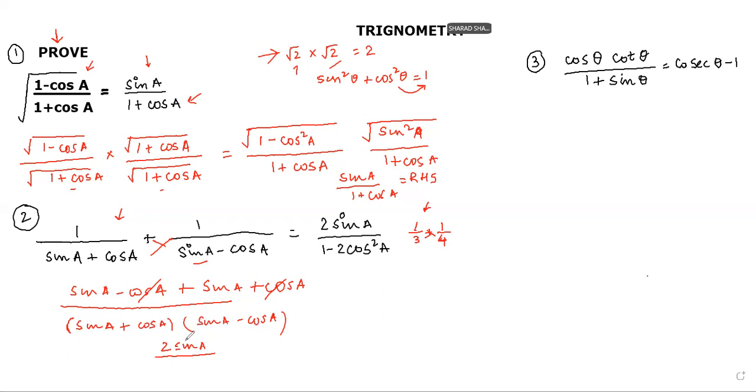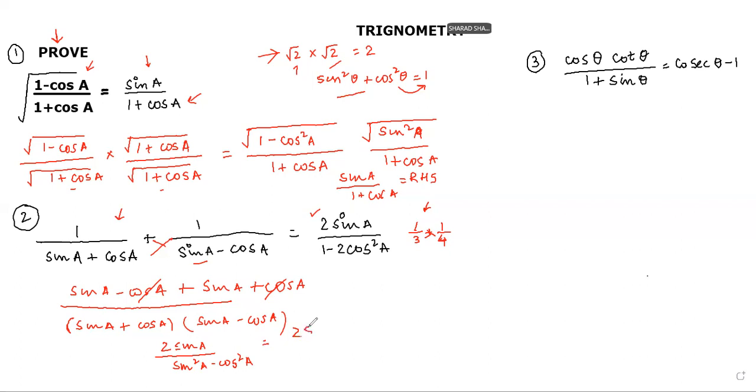And what is a plus b into a minus b? A square minus b square. So this is sine square A minus cos square A. Okay, sine square A minus cos square A. But is this what we have to prove on the right? No. 2 sine A is perfect, but in the denominator, we have to have only cos and no sine. So we know the relationship between sine and cos. So let me convert this further.